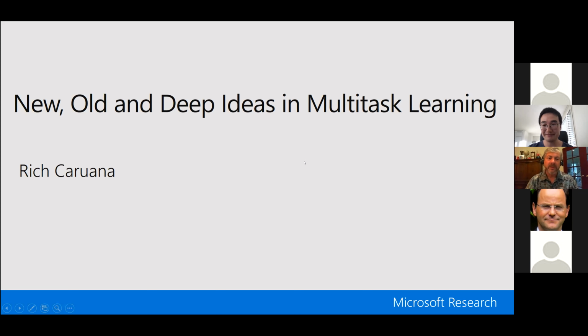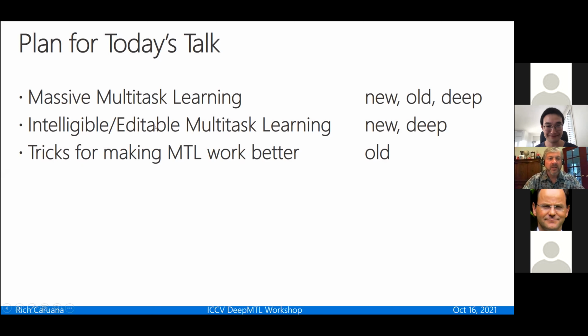I'm going to talk about some new ideas and some old ideas in deep multitask learning. Really, three things. I probably won't get to the last thing. The first is really massive multitask learning. This was an idea that's pretty old, but we didn't get it working until recently, and it depends on deep multitask learning to make it work. The second thing I'll talk about is a newer idea, which is intelligible and editable multitask learning using deep neural nets. And then I probably won't have any time to get to the tricks for making multitask learning work better. Fortunately, one or two of the tricks were already mentioned in earlier talks in the workshop, so you're really not going to be missing too much.